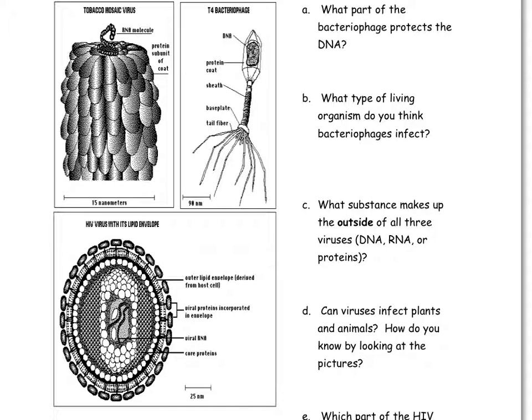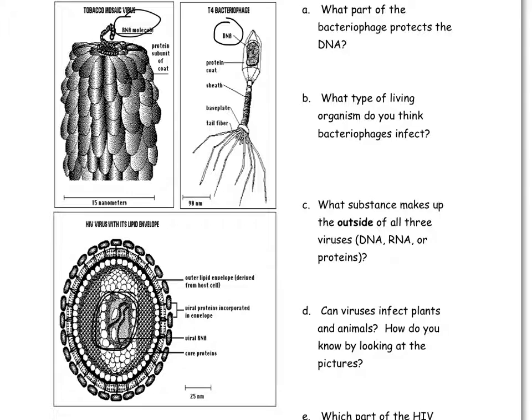They all have some sort of genetic material inside of them. So here we have RNA. RNA is a lot like DNA. We'll talk more about that later. Inside the tobacco virus, we have RNA. We have DNA inside of what's called a bacteriophage, and inside of HIV, we also have RNA, again, another type of genetic material.